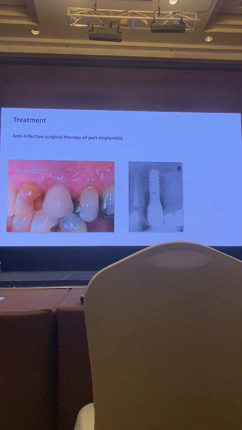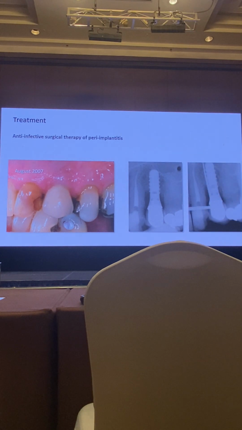So what does the surgery involve? This is August 2007. This is a patient that I placed an immediate implant on. There's the periapical radiograph, and there's the periodontal probe in the pocket, going all the way up to the apex. There was a non-healing of the extraction socket. This is one of these immediate implants placed without any grafting, because the jumping gap was supposed to fill with bone.